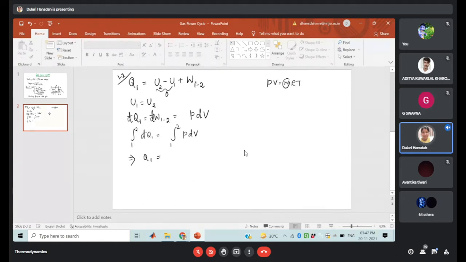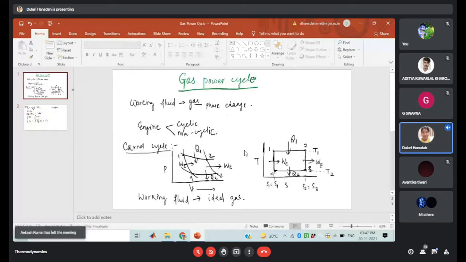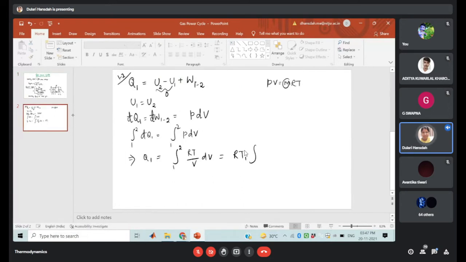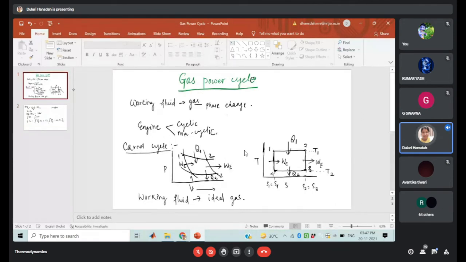So instead of the P, we can write it as RT dV upon V, right? So now instead of T, we can write it as T1. Okay, so heat is added at the isothermal process, that is the T1 temperature. If you are observing in this diagram, then this will be the T1, right? So at T1, integration of your dV upon V. So we will get as R T1 ln V2 upon V1. So this is the heat addition in case of the process 1 to 2, which is the reversible isothermal process.